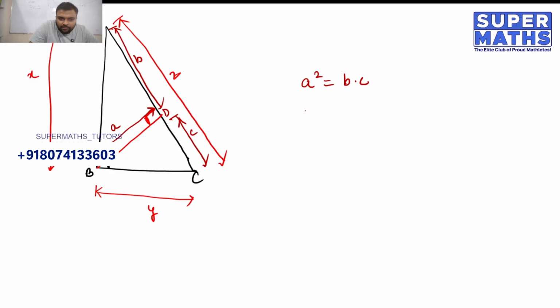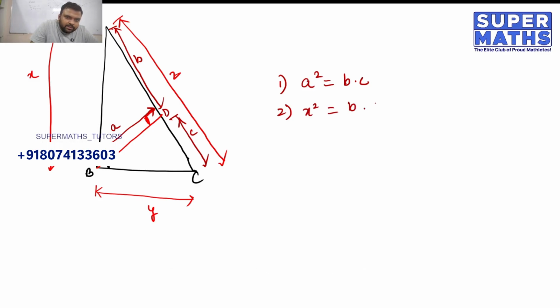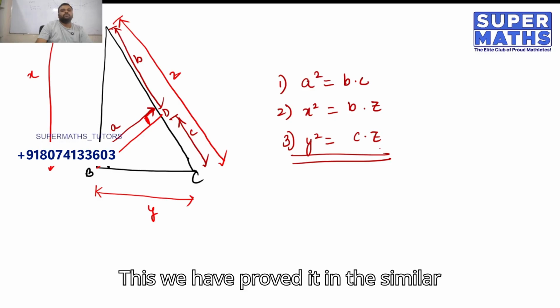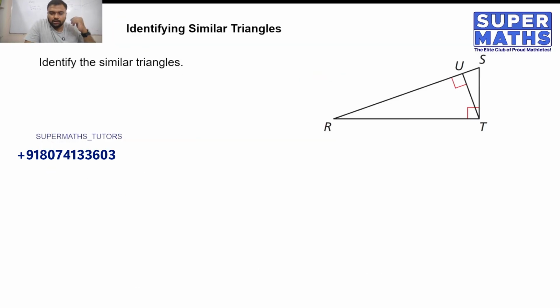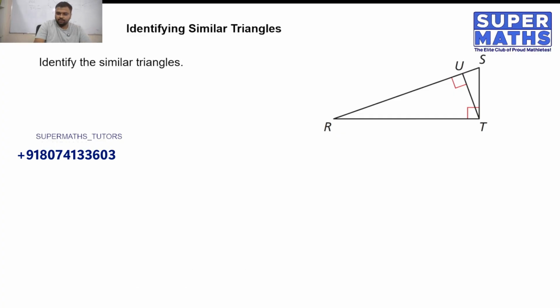Secondly, you will have X square is equal to B times Z. Y square is equal to C times Z. This we have proved in the previous slide. Now we will do the first exercise of identifying the similar triangles.